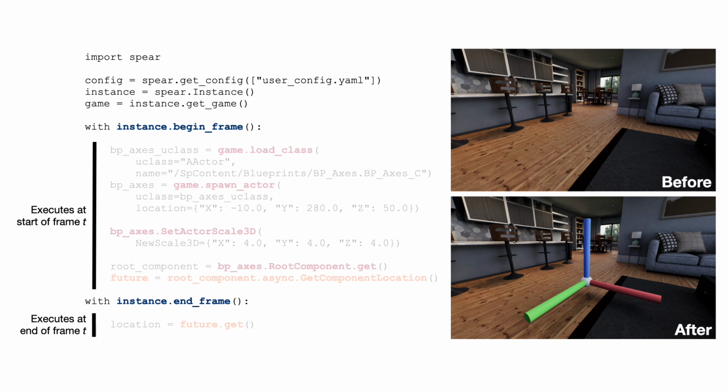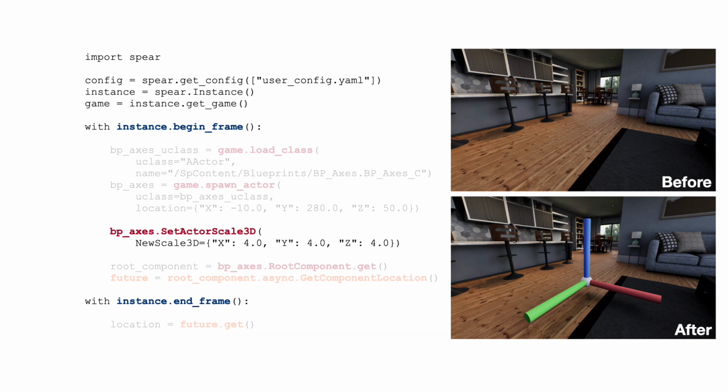The user specifies a transaction by defining a begin frame context followed by an end frame context. Within each context, the user specifies a graph of Unreal work simply by implementing it as Python code. Each begin frame block is guaranteed to execute at the beginning of a single Unreal frame, and its corresponding end frame block is guaranteed to execute at the end of the same frame.